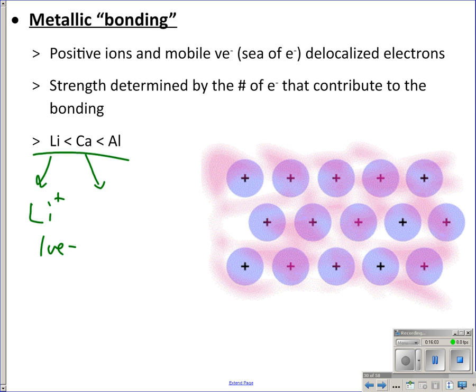This one, 2 plus, and 2 valence electrons floating around. Al3 plus, and 3 valence electrons floating around. How can I explain this with Coulombic law? Why charge product? What are the two charges we're talking about here?